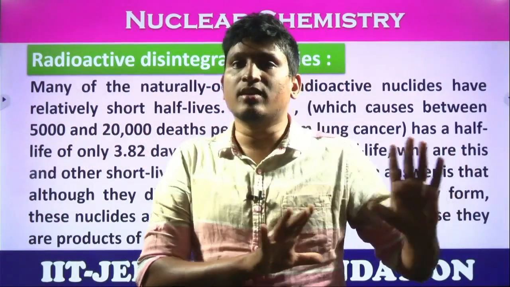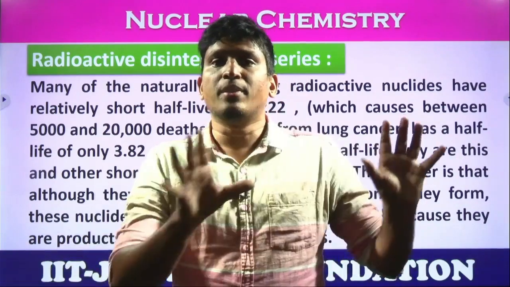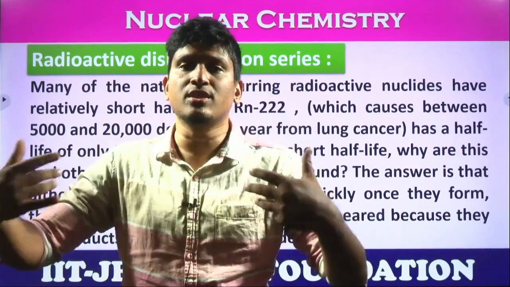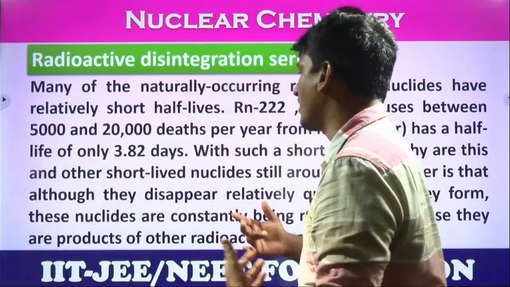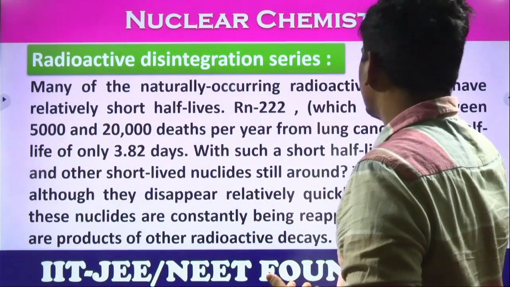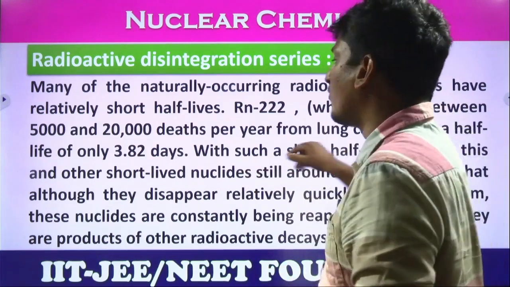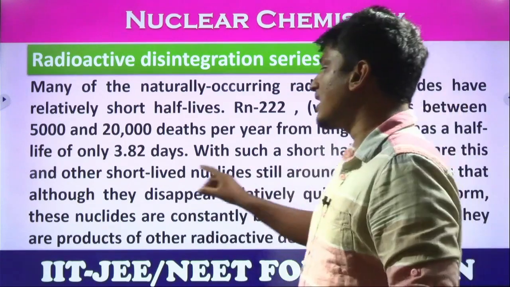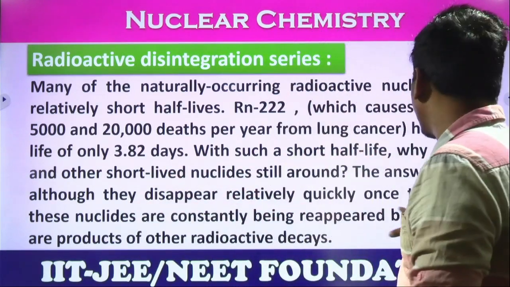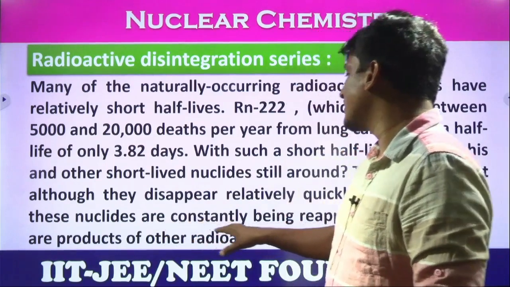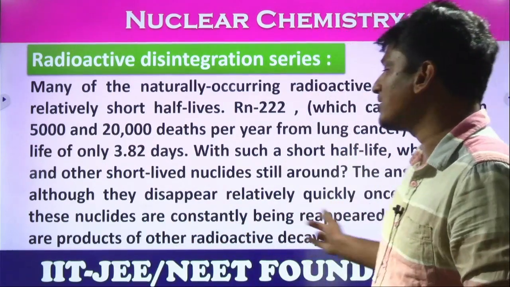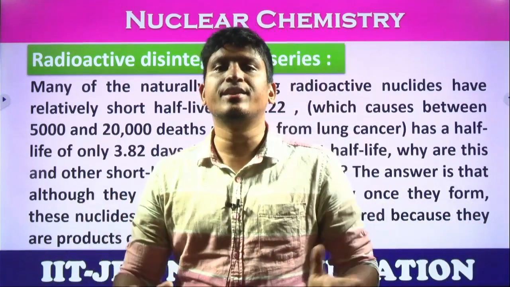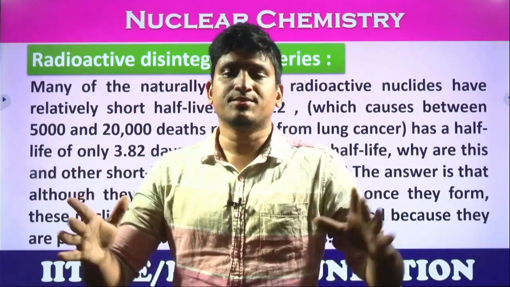Ultimately, what is the cause of radioactivity? They go from an unstable state to a stable state by the emission of alpha particles, beta particles and gamma rays. So why are these and other short-lived nuclides still around? Although they disappear relatively quickly, once they form, these nuclides are constantly being reappeared because they are the products of other radioactive decays. Understood? That's why they are produced again.